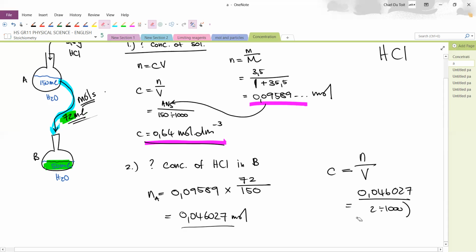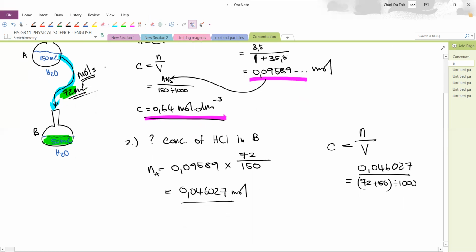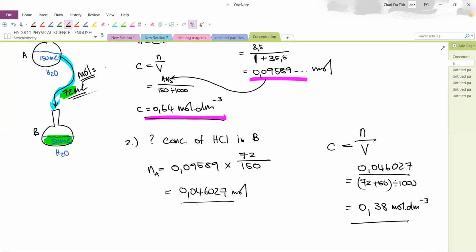So for the sake of taking notes, I'm going to write 72 plus 50 divided by 1,000. Then you can see where I got those values. So I'm going to do answer again, divided by 122. It is 0,377. So the concentration is 0,38 mole per cubic decimeter. Do we get that? Yes, sir. Just check this answer again. Yes, I did it on my calculator. Yeah, it's correct.